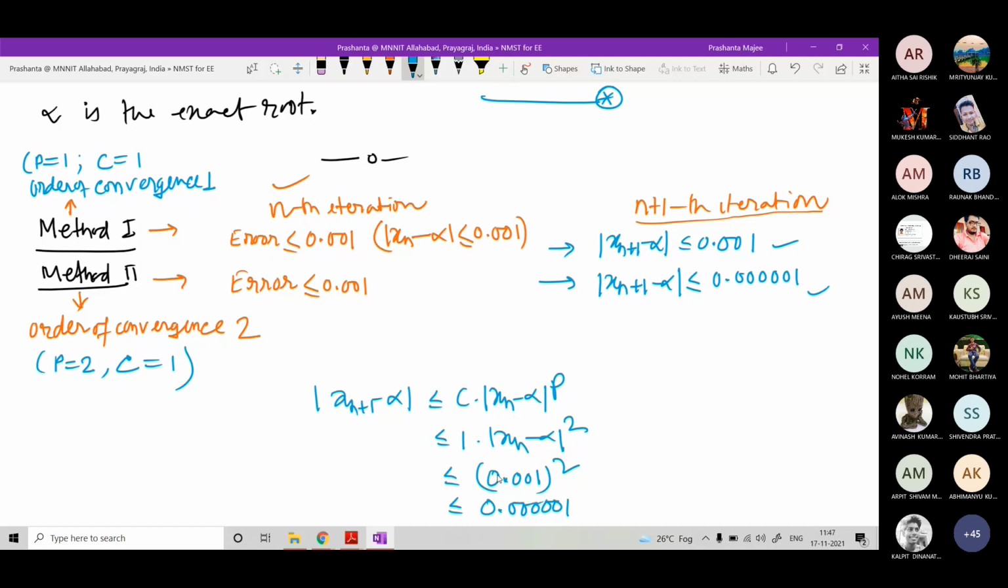In method 2, you see, in one case the error was bounded by 0.0001, and in another case the error was bounded by 0.000001. So for the method which has a higher order of convergence, the error will move towards 0 very quickly, isn't it? Every time the error will be squared, and if it is a smaller quantity, when you square it, it becomes smaller. So the error is diminishing to 0 very rapidly. Okay.